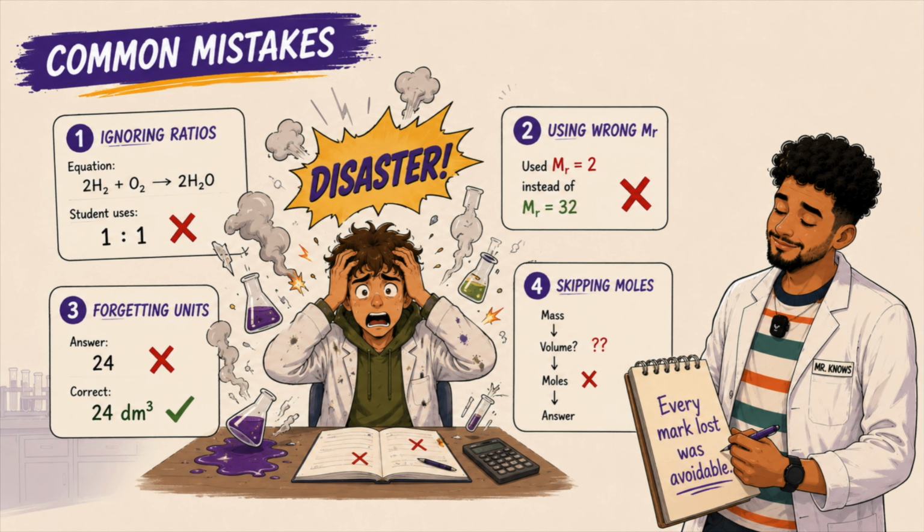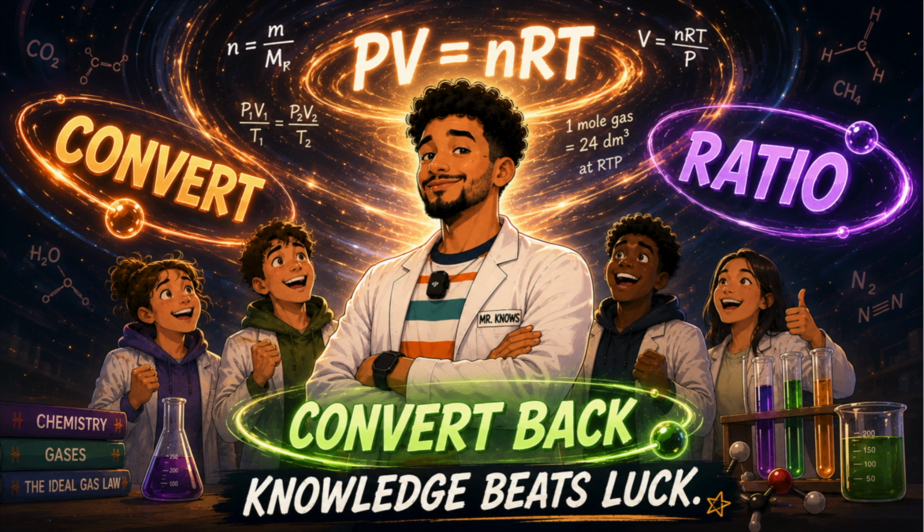Common mistakes: ignoring the ratio, using the wrong relative formula mass, forgetting units, skipping the mole step completely. Most mistakes aren't because the chemistry is hard, they're because the process wasn't followed. Reactant masses really comes down to one system: convert, ratio, convert back. Learn that process, and suddenly questions that looked impossible become predictable.